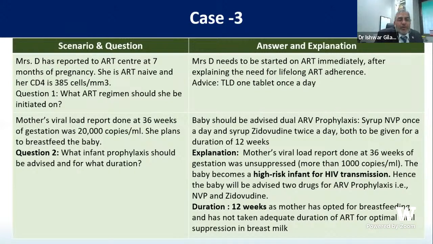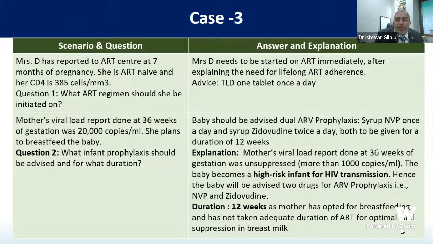Mother's viral load report done at 36 weeks of gestation is 20,000 copies. She plans to breastfeed the baby. Question 2 will be, what infant prophylaxis should be advised and for what duration? So in this case, baby should be advised dual ARV prophylaxis because now the baby becomes a high-risk baby, high-risk scenario. Syrup nevirapine once a day and syrup zidovudine twice a day, both to be given for a minimum duration of 12 weeks because the baby is going to be breastfed.